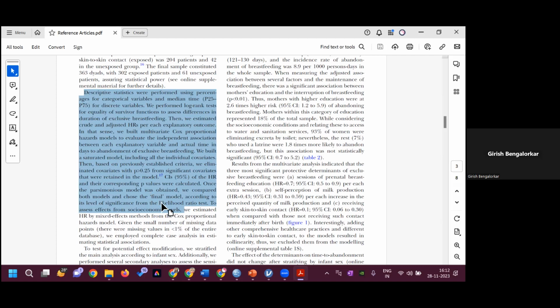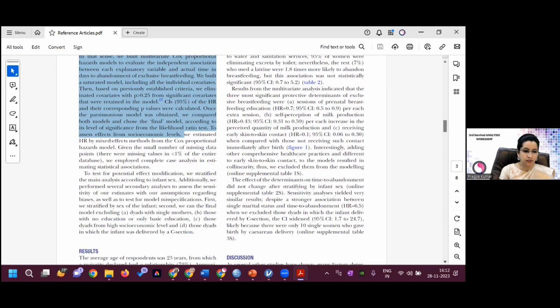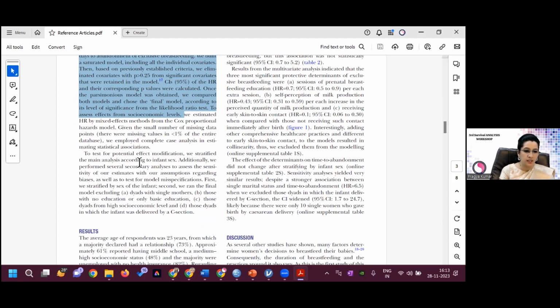Okay, ma'am. So this is the final model, and then they have estimated this Cox proportional hazard model, and they have given the number of missing data. The missing data was less than 1%, so they employed the complete case analysis and estimated statistical associations. Now, to test for potential effect modification, they stratified the analysis according to infant sex, which I was telling you, like gender. Additionally, they performed several secondary analyses to assess the sensitivity of their estimate. They ran the final model excluding those with no education and C-sections and those things.